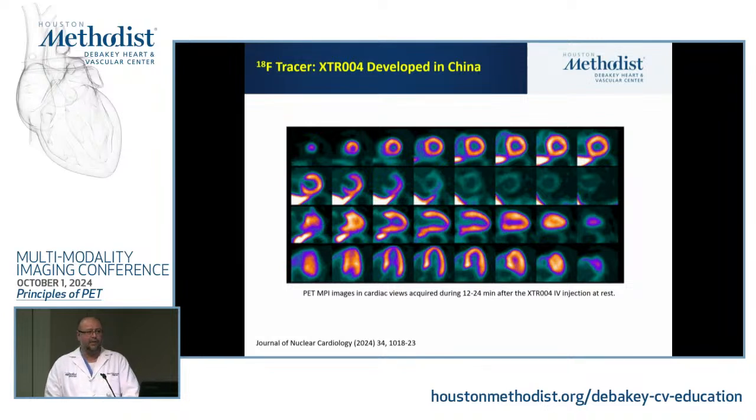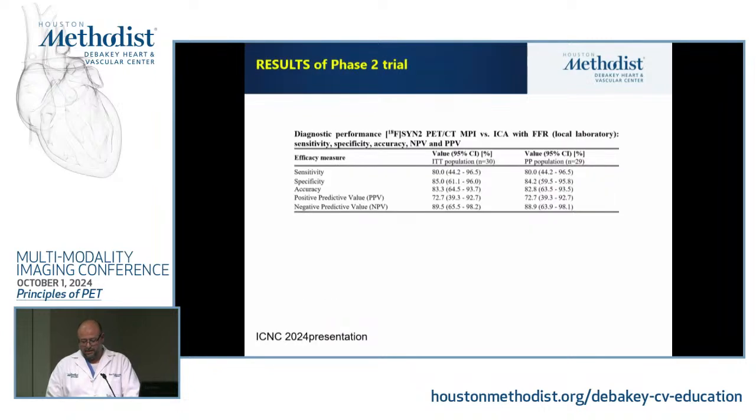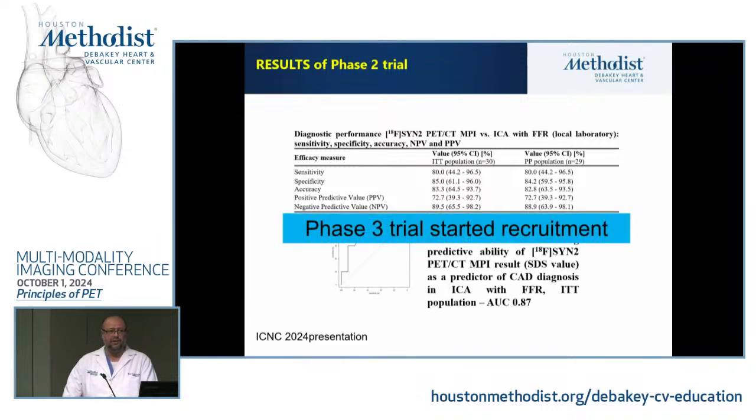Now there is a new F-18 tracer, which is now in phase 2, from China. And there is another one from Poland, which we're also hoping to be part of phase 3 of. This is another F-18 tracer. But these two just presented their accuracy data. You can see the data that's been presented, not published yet, with a sensitivity of 80% and specificity of 85%. Now a phase 3 trial just started, and hopefully we will be one of these sites.